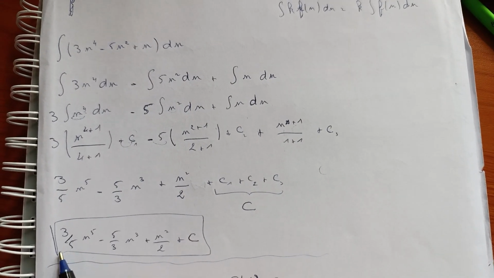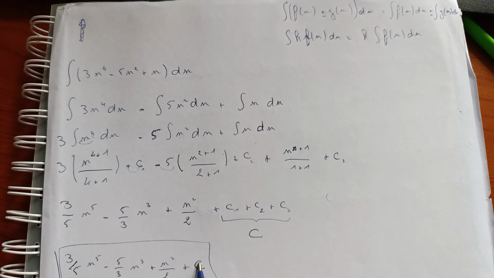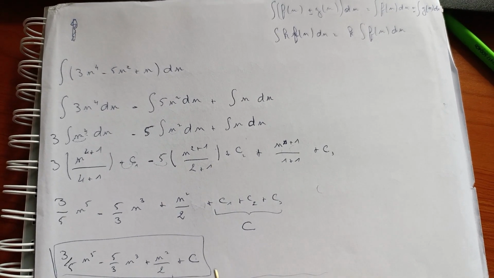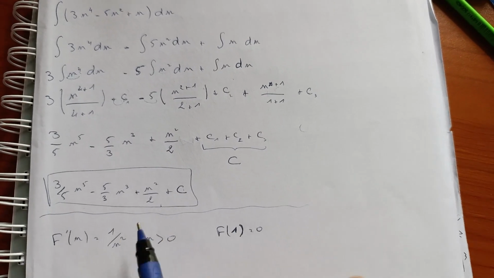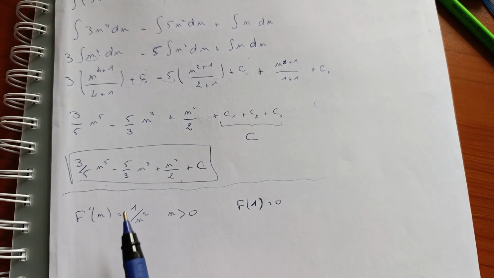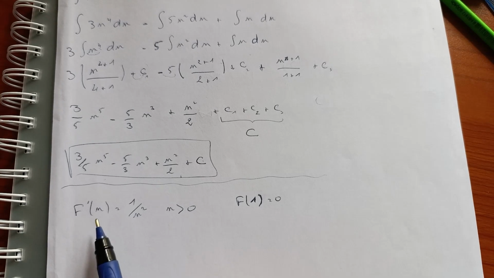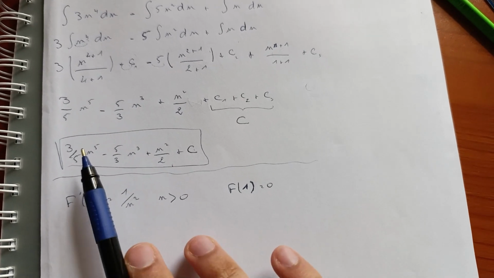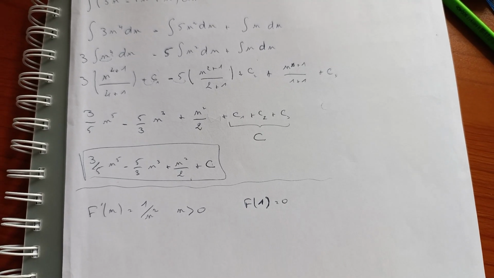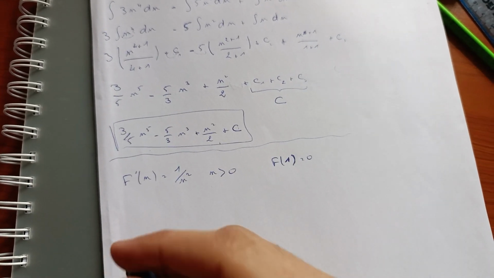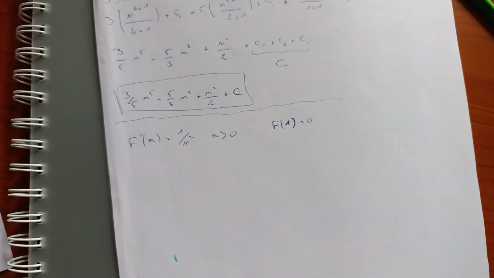Now, in this solution that we had here, we usually don't know what C is because we don't have enough information to find C. But sometimes, like in this example here, they told us that they want to find the general formula for the antiderivative or for the integral, something like this. And they also added that f of 1 is equal to 0.